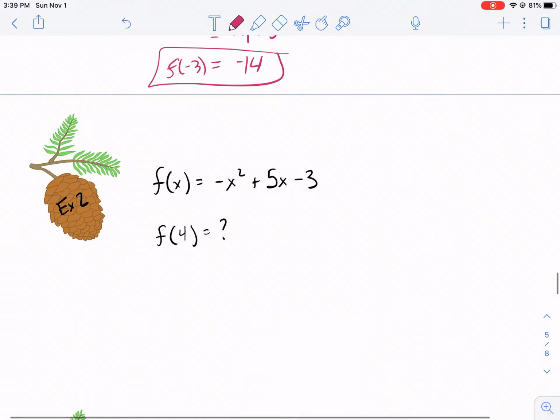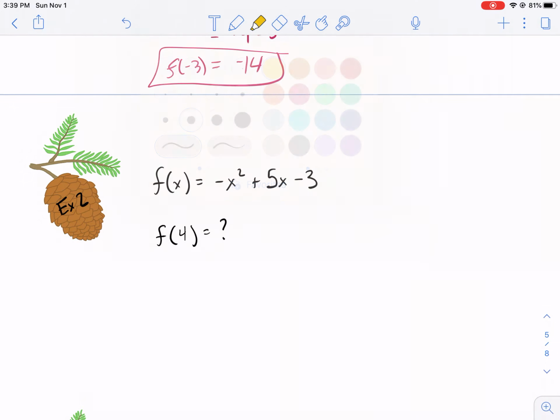Example 2, same thing. Just because the function changes to something that's not linear doesn't mean that it changes the process. So we have f of x here, and you'll notice that the x matches.